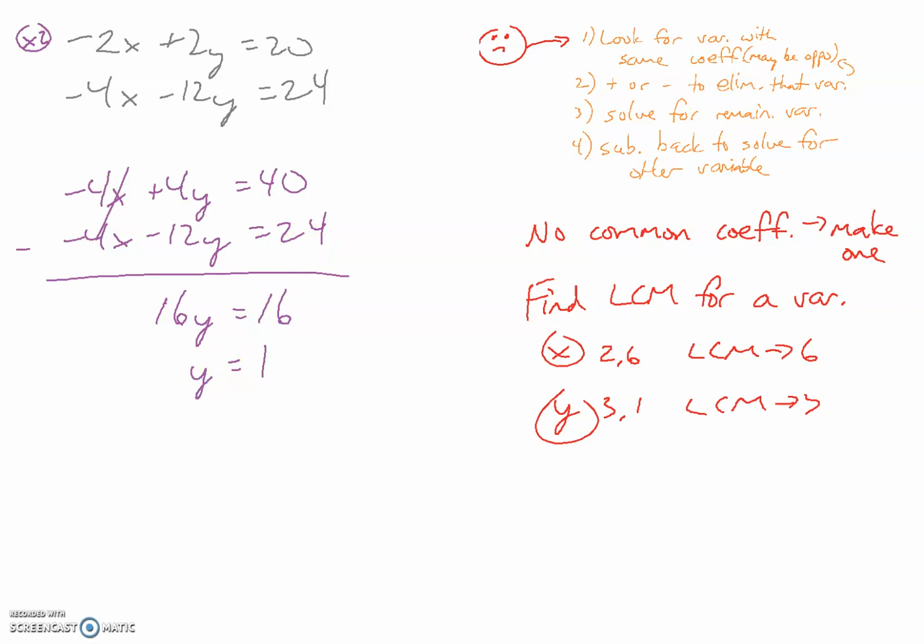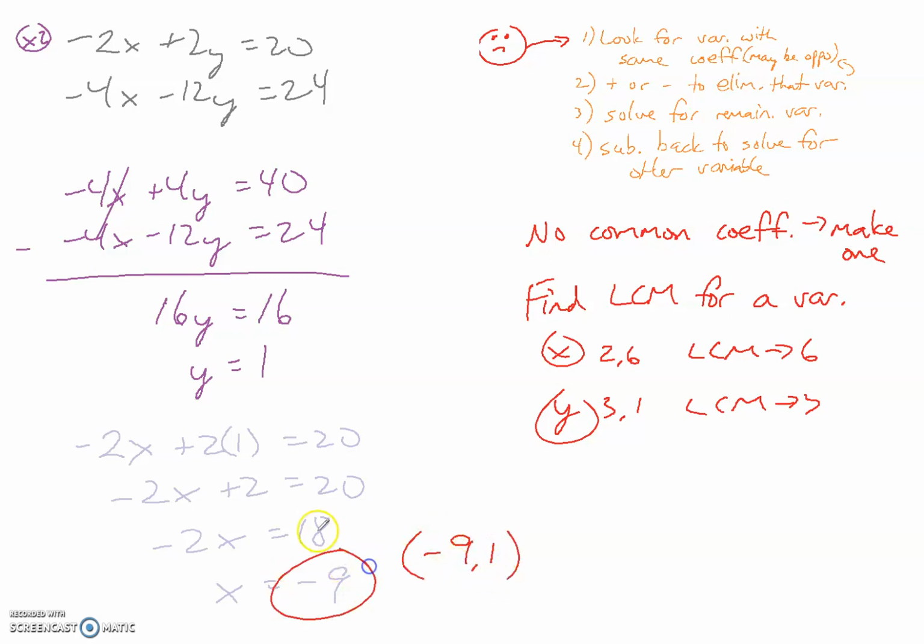All right. So now I'll take that value and plug it into one of my original expressions. So I've got negative 2x plus 2 times 1 equals 20. So negative 2x plus 2 is equal to 20. Negative 2x is equal to 18. So then x is going to be equal to negative 9. So my solution for this one is negative 9 and 1. Negative 9, and there's my 1. Okay, so that's how that one works.